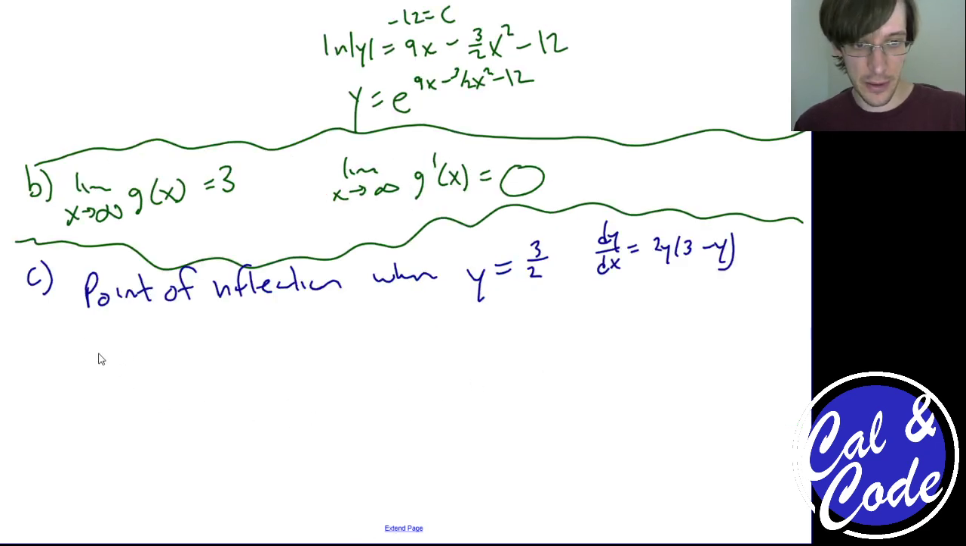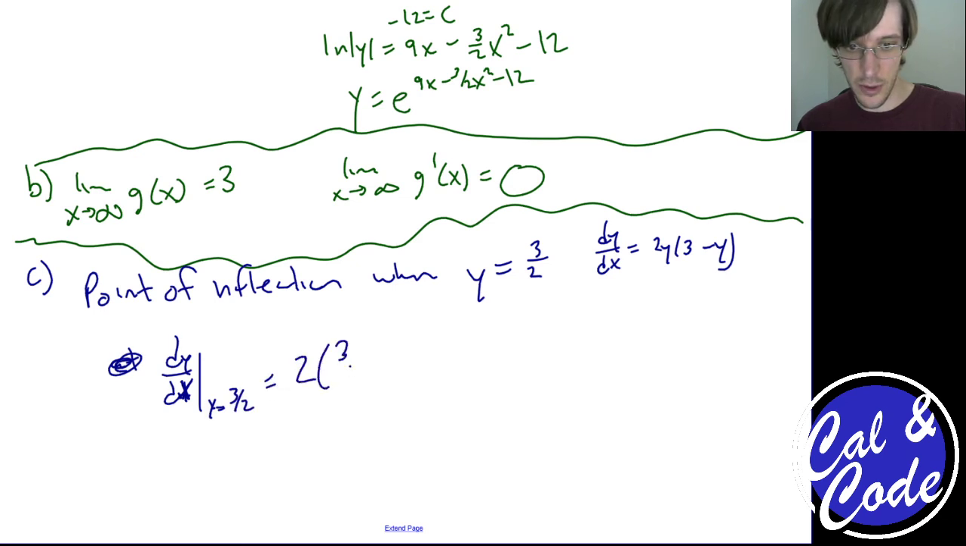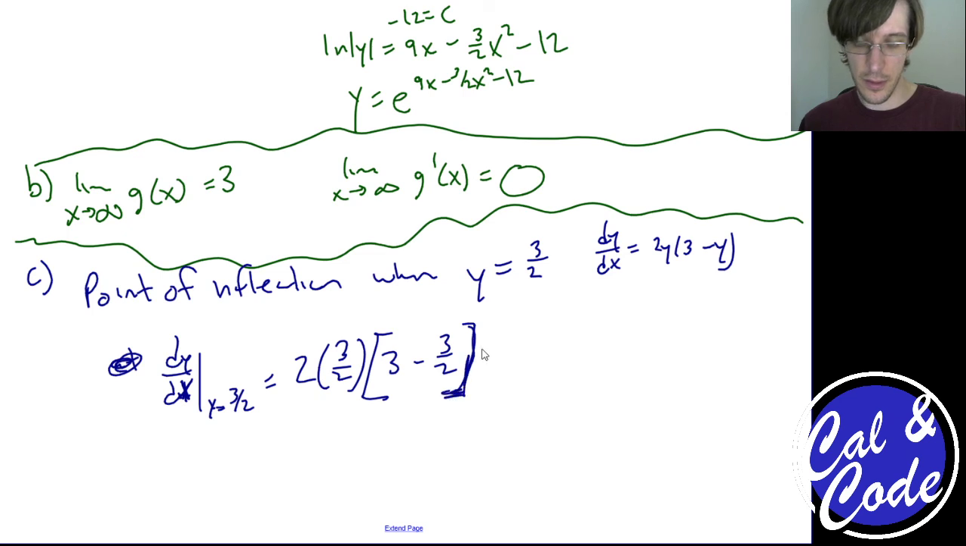I want to put in, so dy dx when y is equal to 3 halves is equal to 2 times 3 halves times 3 minus 3 halves. That's all I really have to do, guys. I mean, I can leave it just like that. I could simplify this if I wanted to. I could say it's 3 times 3 halves, or 9 halves. So I could get that if I wanted to, but I don't have to. Remember, we don't have to simplify things.